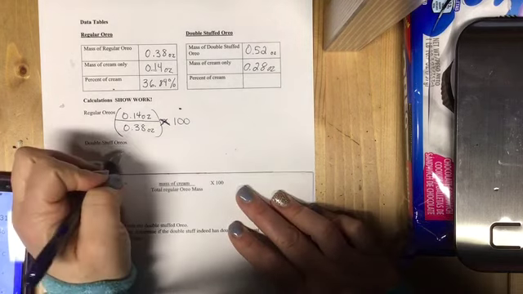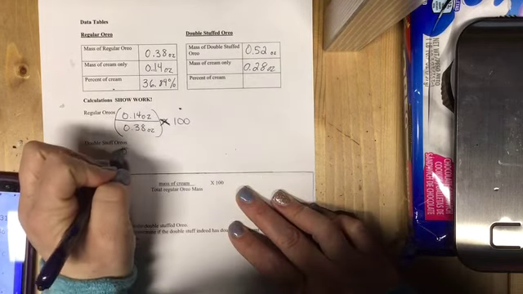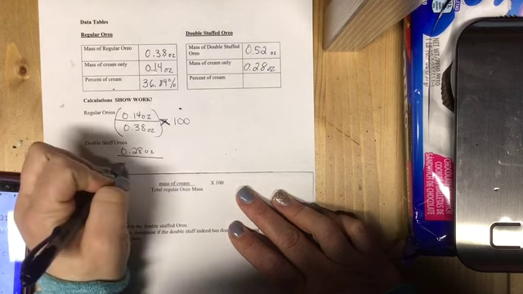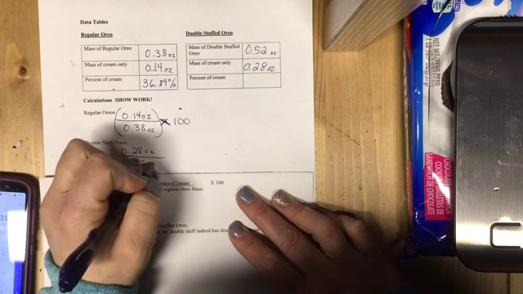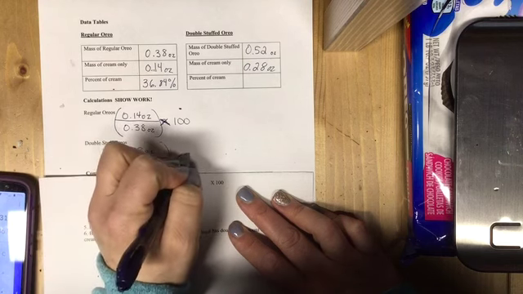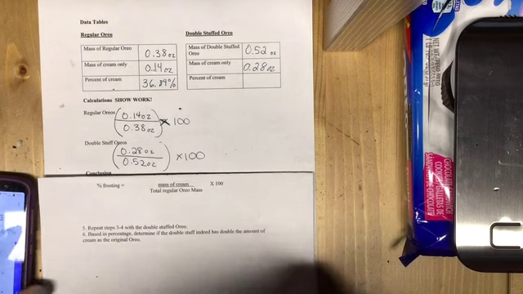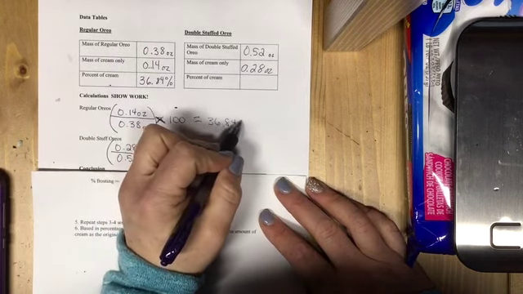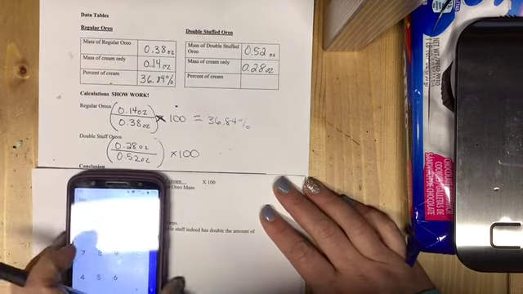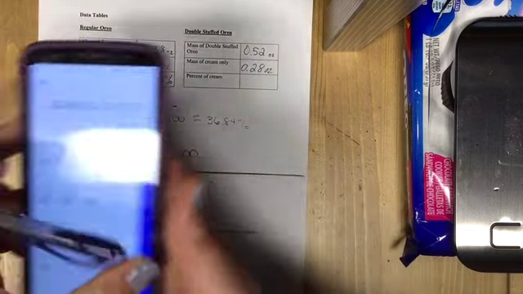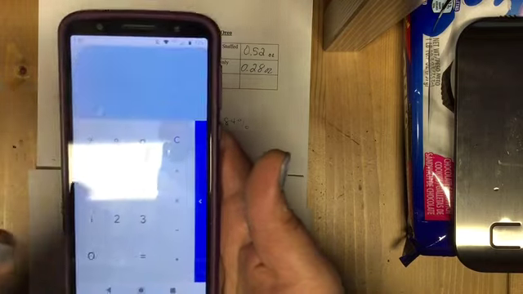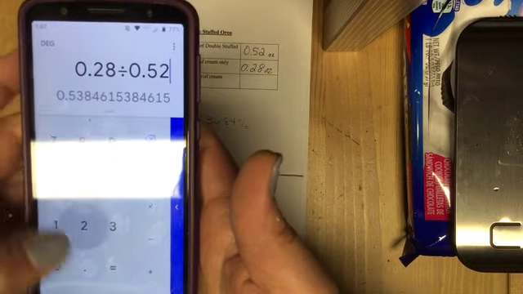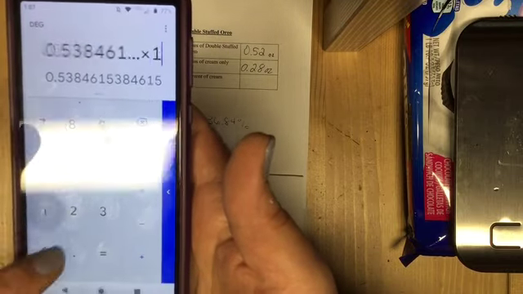All right. So I'm gonna do my mass of my cream, which is 0.28 ounces, divided by my total mass, which is 0.52 ounces. Okay, and then times 100. Please make sure you write that out. I'll put the answer here too, just so we've got that. All right, so again, let's repeat that. I'll pull the calculator a little closer so we can see. Right, so 0.28 divided by 0.52 equals times 100.